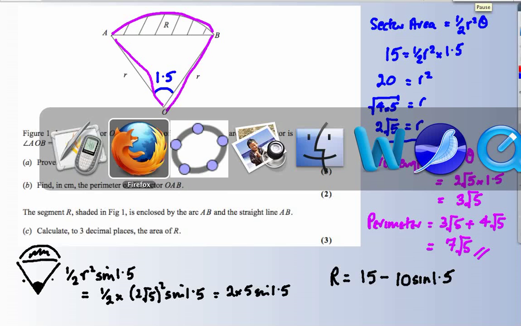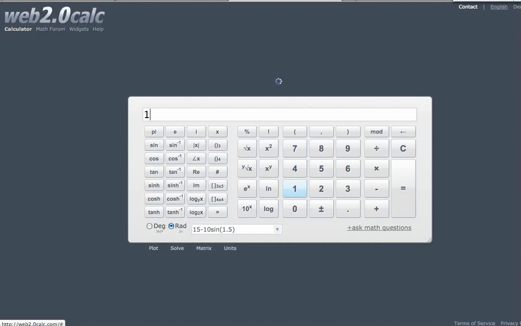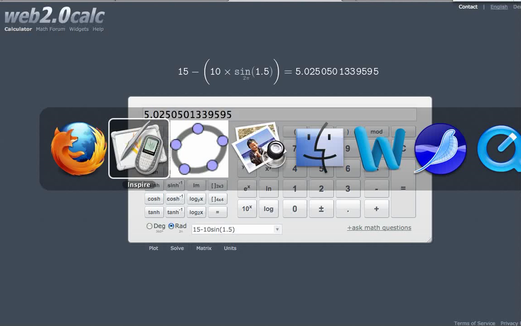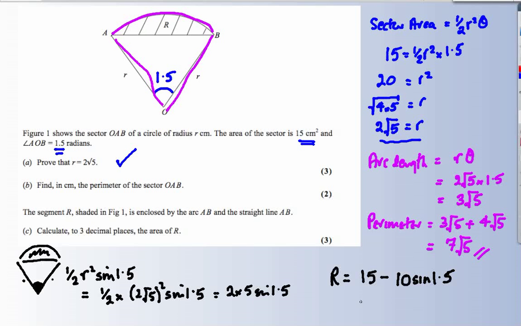and going to my calculator, I will want 15 minus 10. Make sure it's in radians for this. If we're not in radians, it's going to go wrong. 10 multiplied by the sine of 1.5. Close my bracket, and that will equal 5.025. And there we go, we have finished.